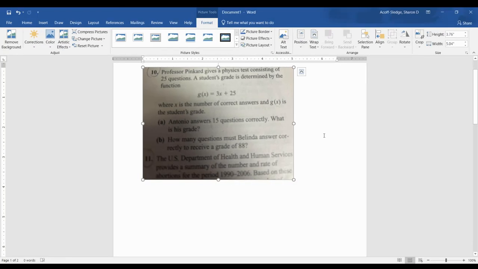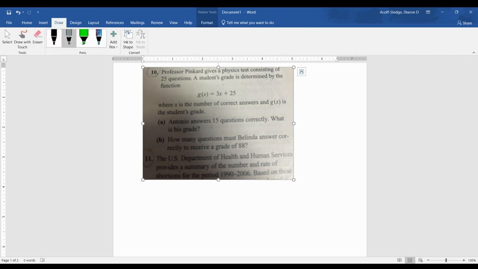This says professor. I do number 10 first because it's on the page first. A professor gives a physics test consisting of 25 questions. This is the formula for his grade, where X is the number of correct answers, and G of X is the student's grade. So he answers 15 correctly.